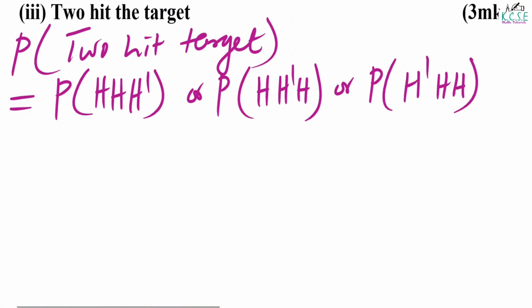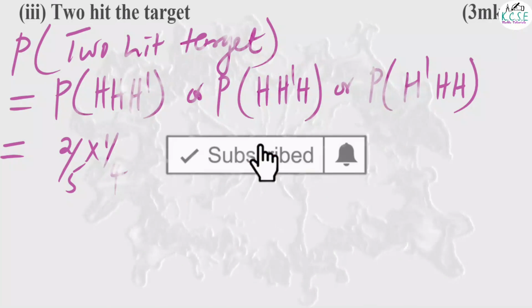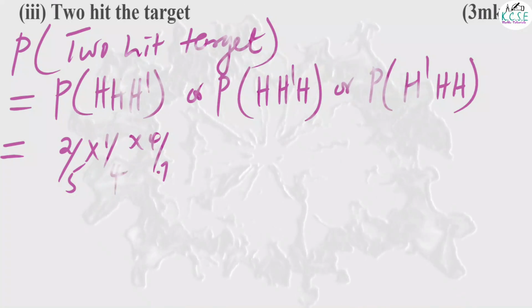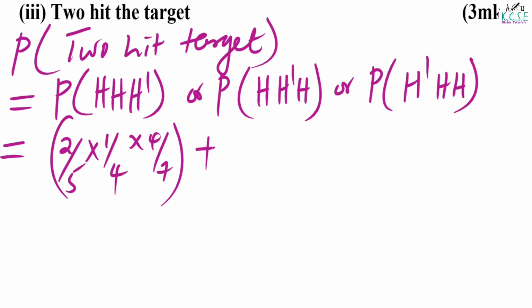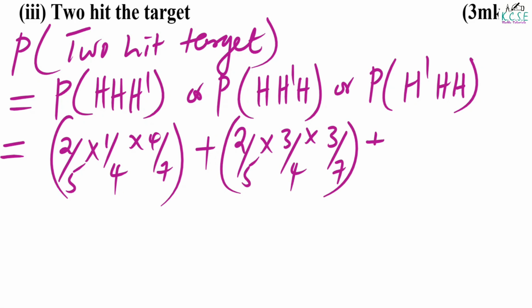So the probability, the first one will be 2 over 5 multiplied by 1 over 4 multiplied by 4 over 7, plus 2 over 5 multiplied by 3 over 4 multiplied by 3 over 7, plus 3 over 5 multiplied by 1 over 4 times 3 over 7.